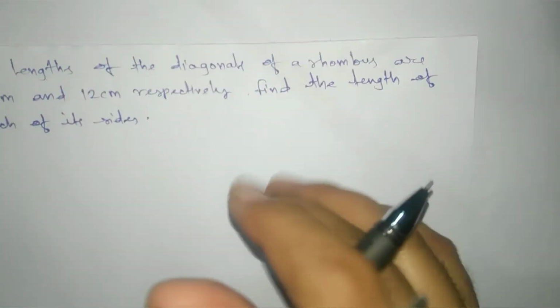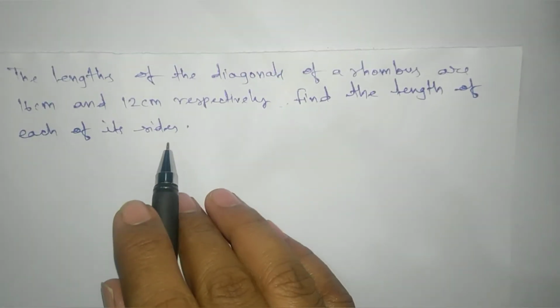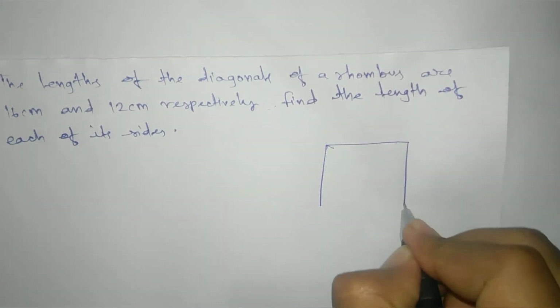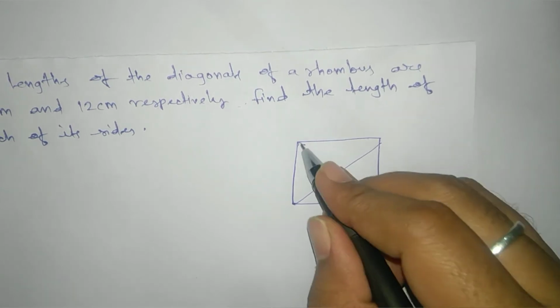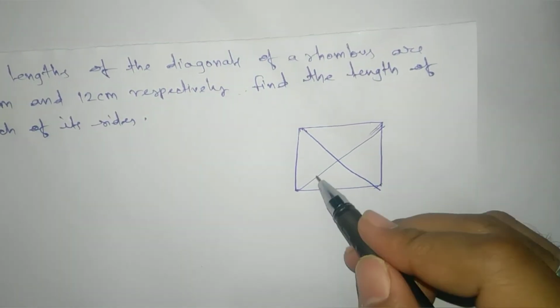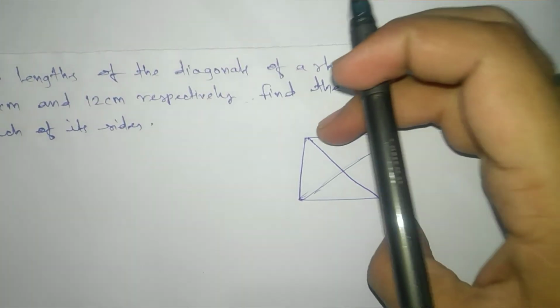Question number 10. The lengths of the diagonals of a rhombus are given here, 16 centimeter and 12 centimeter respectively. Find the length of its sides. So here we're going to draw the diagonals of the rhombus first. This is one diagonal and this is another diagonal. Whichever is bigger, the bigger is this one, as you can see, the lengthier one.